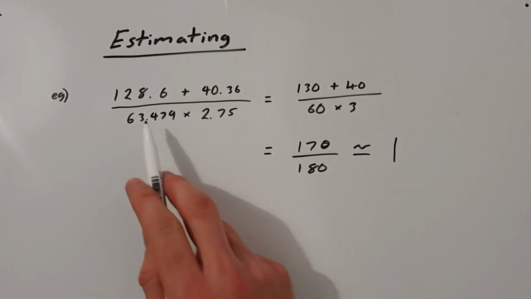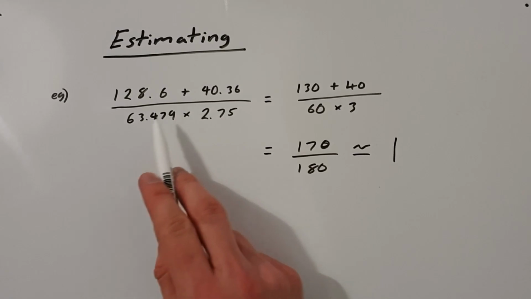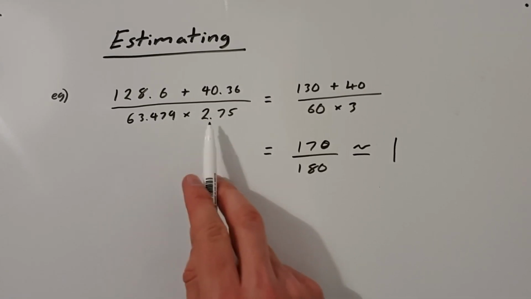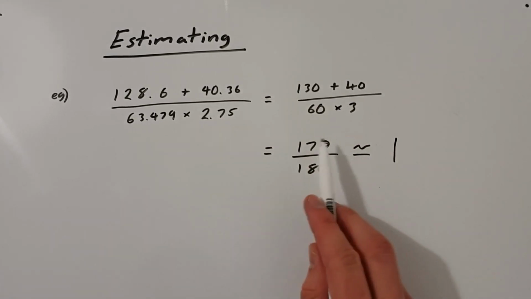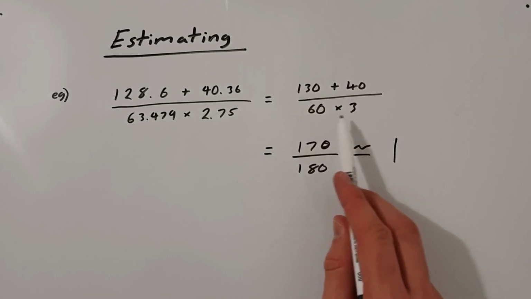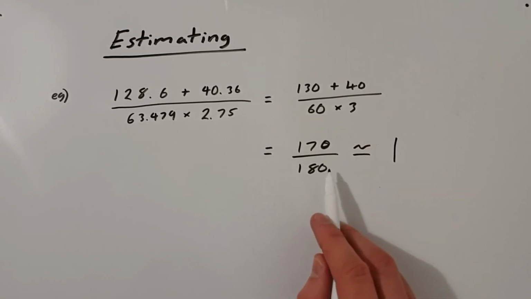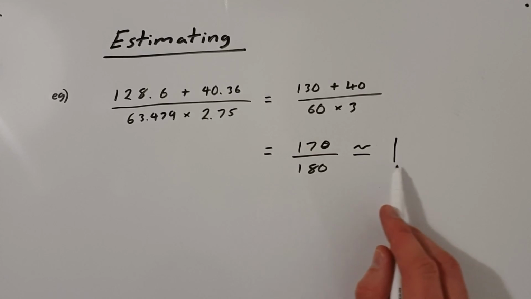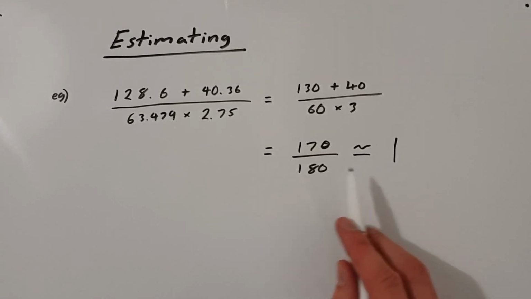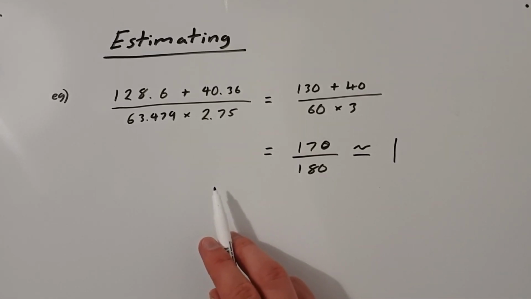What we've done is we've rounded these all up or down to the nearest one or two significant figures, and then worked through it, simplified it, joined it all together, and then again made another little estimate here to get to 1.